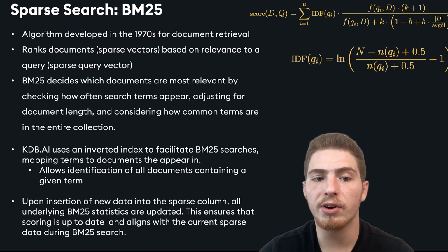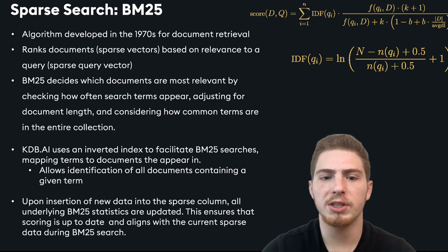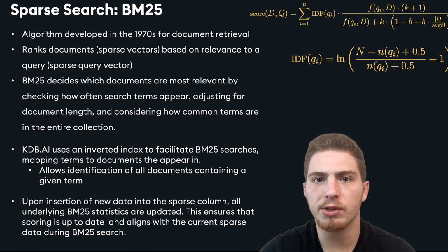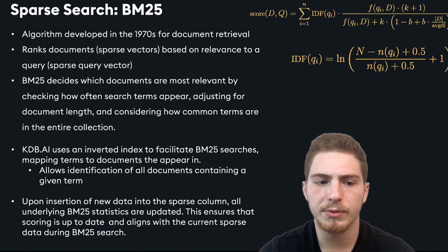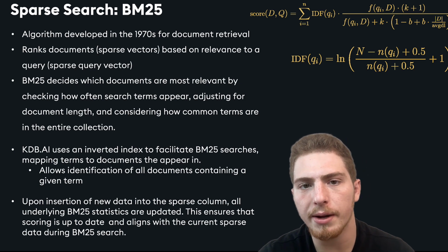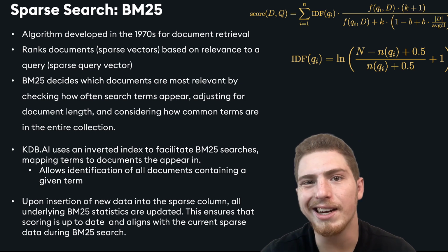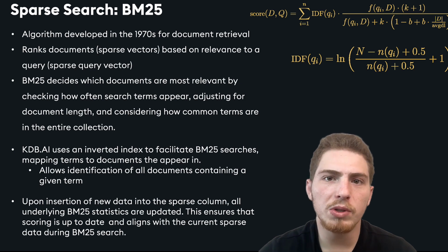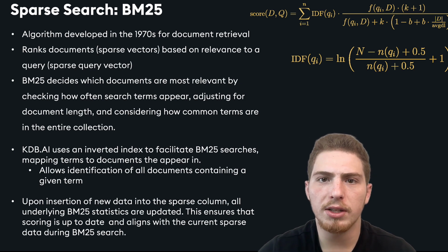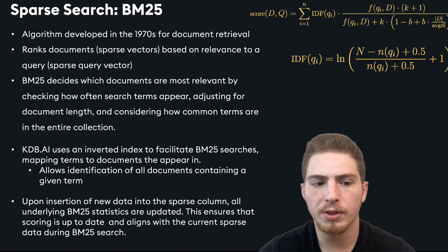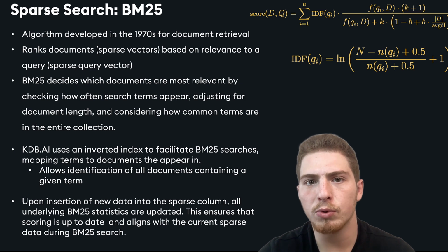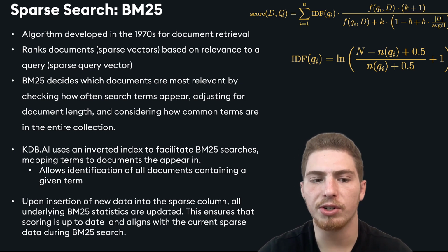KDB.AI uses an inverted index to facilitate BM25 searches, which means we map terms to the documents they appear in. And this means we could very quickly identify all the documents that contain a given term. Once we insert new data into our sparse column, all the underlying BM25 statistics have to be updated so we maintain an accurate search.